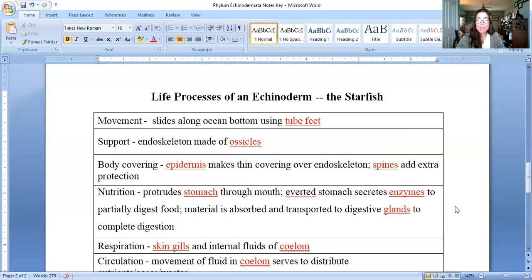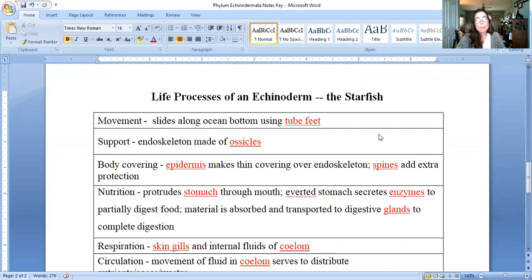As usual, when we talk about a new phylum of animals, we're going to talk about how they carry out those 9 life processes that all animals have to carry out. And in this particular unit, we're going to think about the starfish as the representative echinoderm. What I'm going to tell you is not true of all echinoderms. This is just one representative.